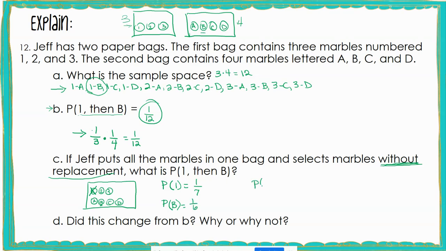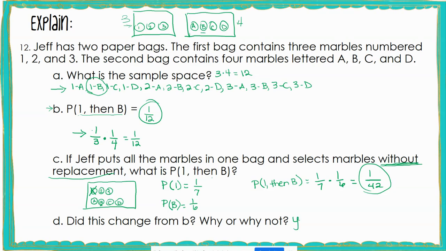So to find the probability of 1, then B, I would take the probability of 1, 1/7, and multiply it by the probability of B, 1/6. 1 times 1 is 1, and 7 times 6 is 42. So this is 1/42. Now question D asks, did this change from B? Well, yes, it definitely changed, because in B, the probability was 1/12, and in C, the probability is 1/42, even though both of them are asking for the probability of 1 followed by B.